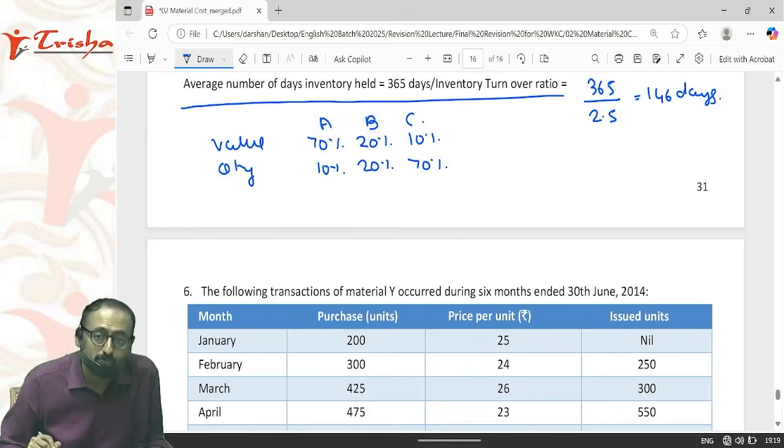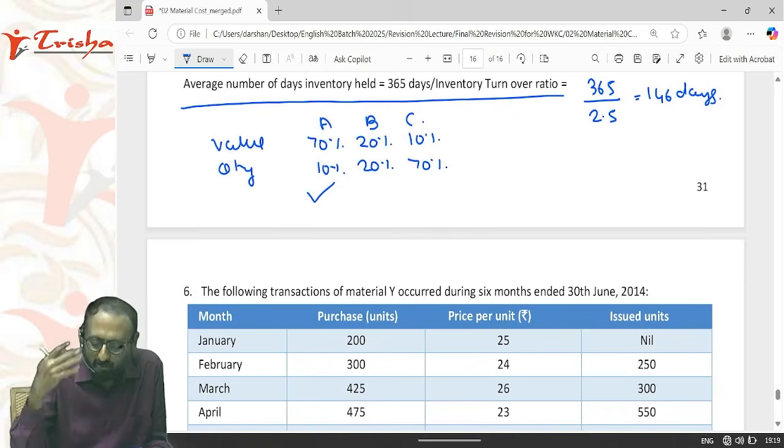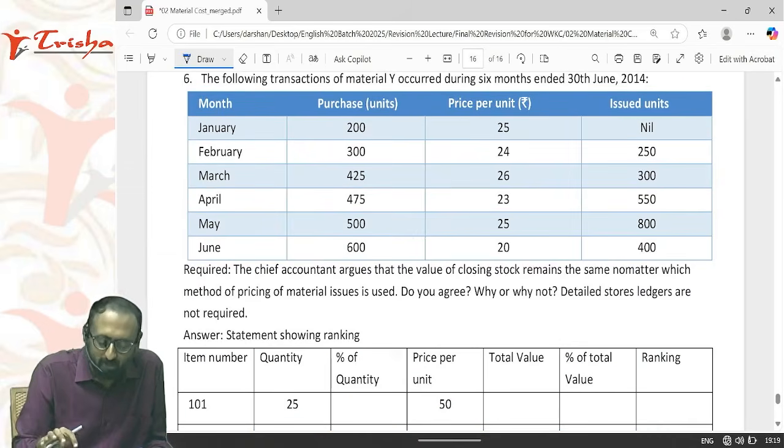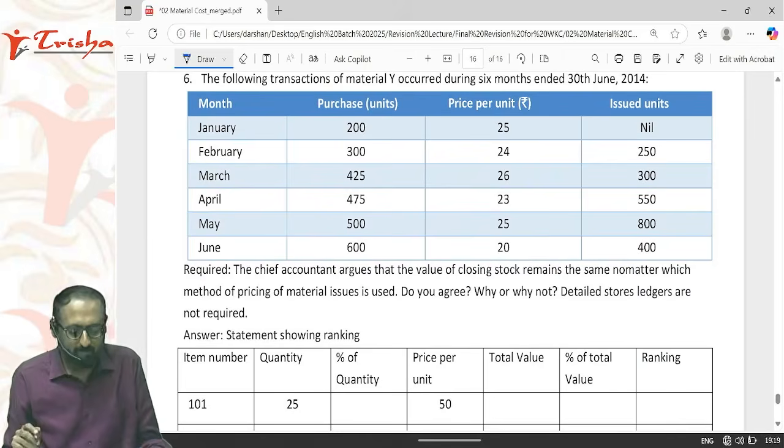Which are your most important goods? A category is the most important goods, B is moderately important, C is negligible, less important goods. This is ABC analysis.